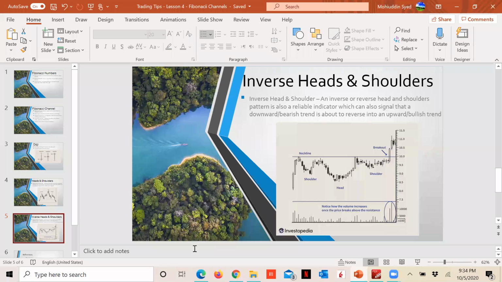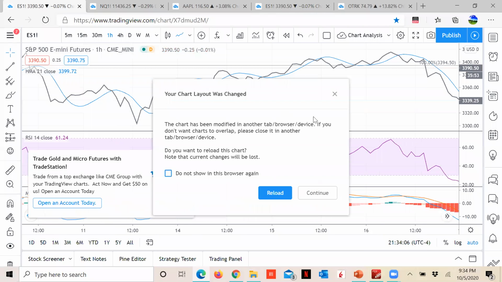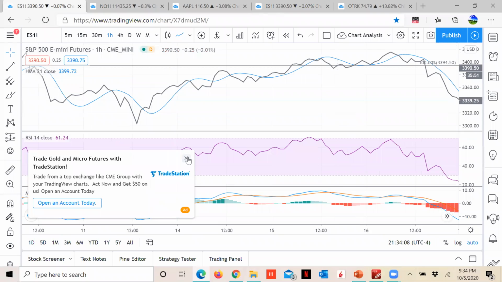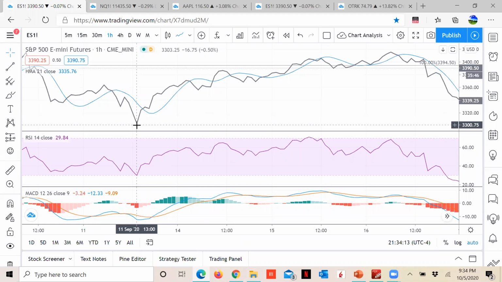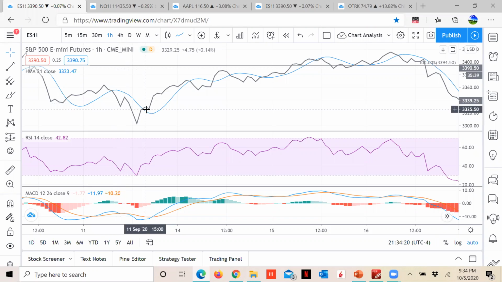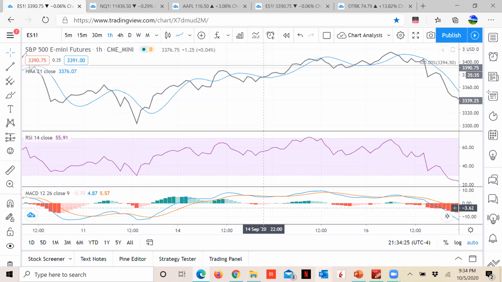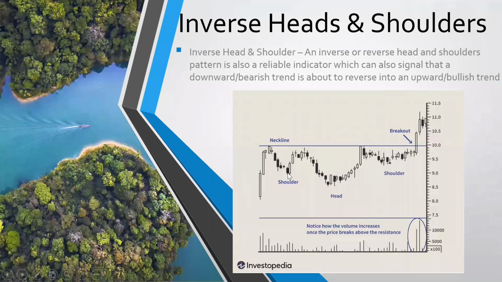I'll show you what the future trend is on the chart. So if I go to S&P 500 on a line chart, I'm on September 11th, right? So you see here, there's one shoulder here, there's another shoulder here, and there is the head, right? That's what the inverse head and shoulder is. You have a shoulder, head, and shoulder. And this is the neckline.